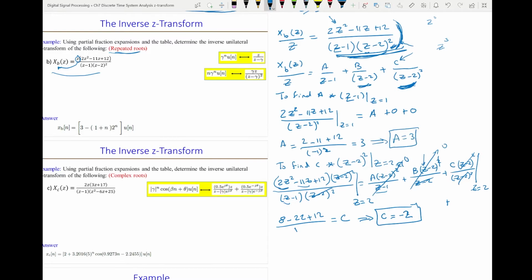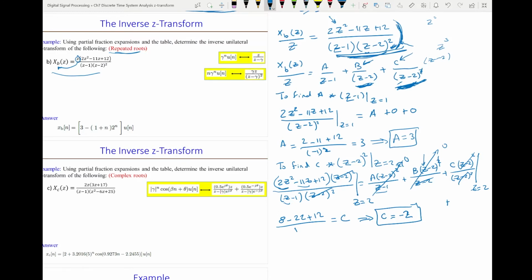Okay, so now how do we find b? Well, if I say the same thing, multiply every term by z minus 2 and set z equal to 2, I will have a problem here. Because when I multiply c by z minus 2, only one cancels. Then when I plug in z equals 2, that will be 0. Anything divided by 0 is undefined.